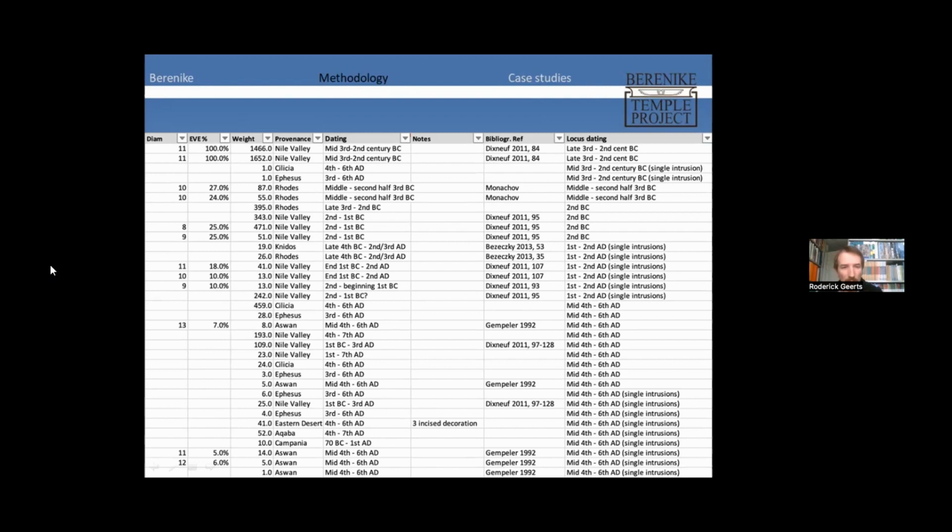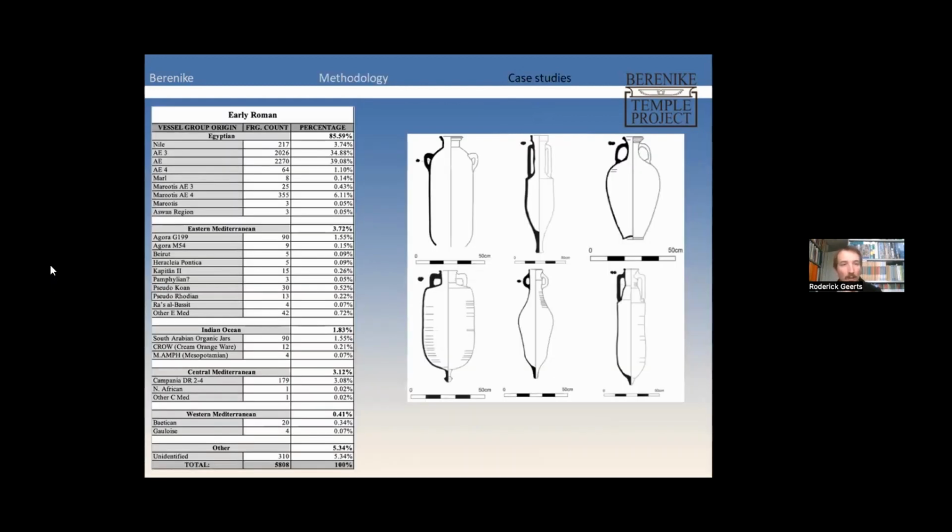So recently we did an analysis on the amphorae present in Berenike, both in the early Roman period and late antique period, in order to discern patterns between those periods and where the material comes from. I'll give you a broad overview here of all the early Roman amphorae fragments found in the Isis Temple. Some of the types are illustrated here, but what you can see, we divided amphorae and transport containers based on their region of origin.